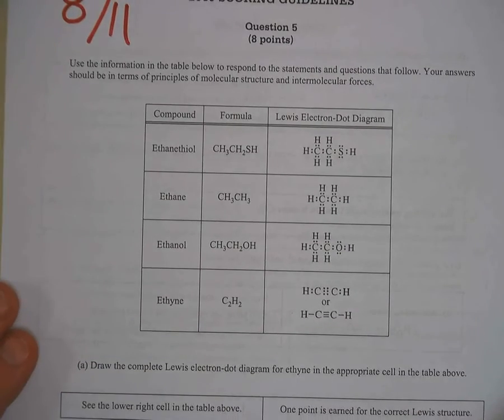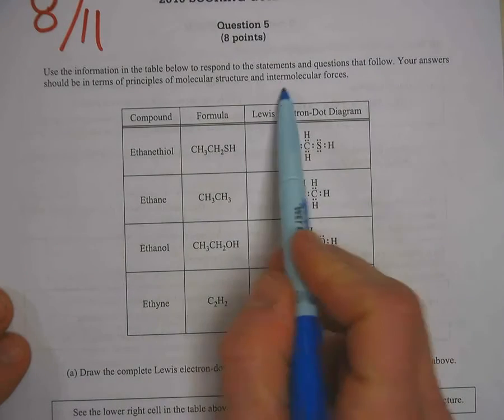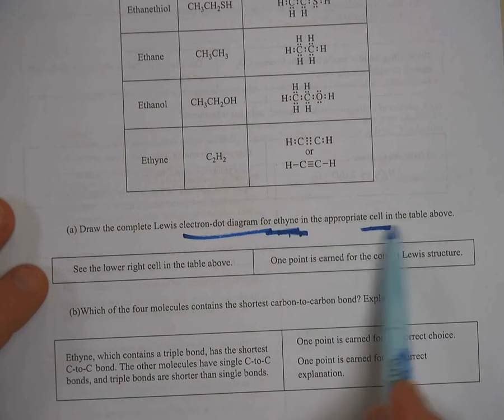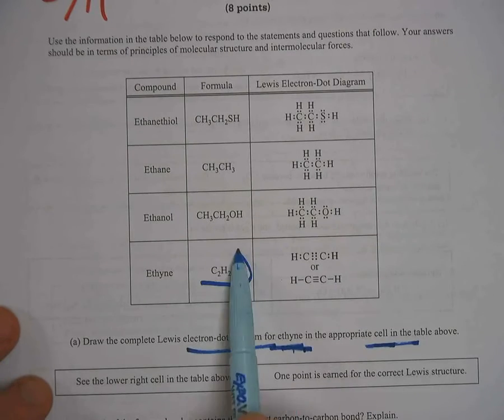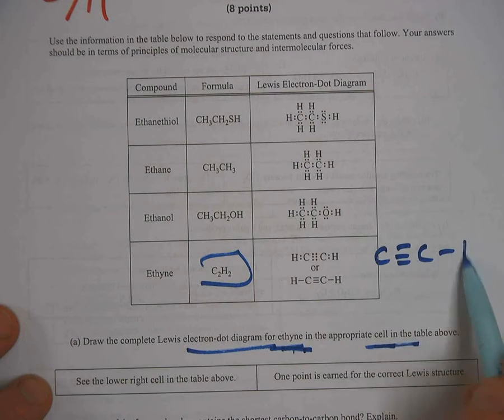Using the information in the tables below, respond to the statements and questions that follow. Your answers will be in terms of principles of molecular structure and intermolecular forces. Draw the complete Lewis electron dot diagram for ethyne in the appropriate cell above. So here's ethyne, C2H2. You should end up with the C triple bond C, with an H here and an H here.